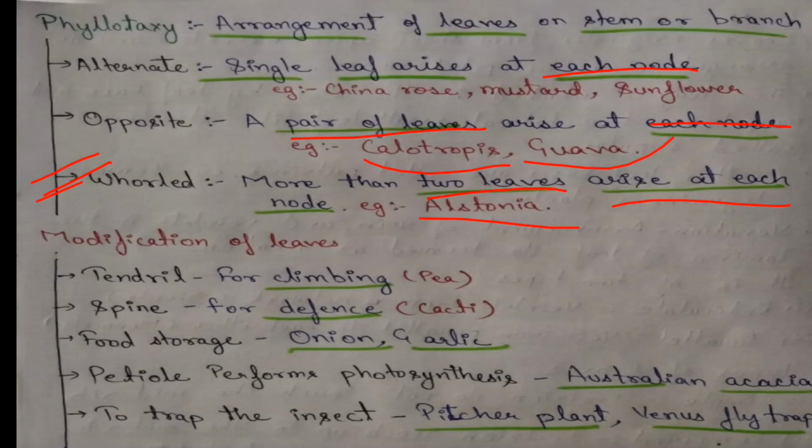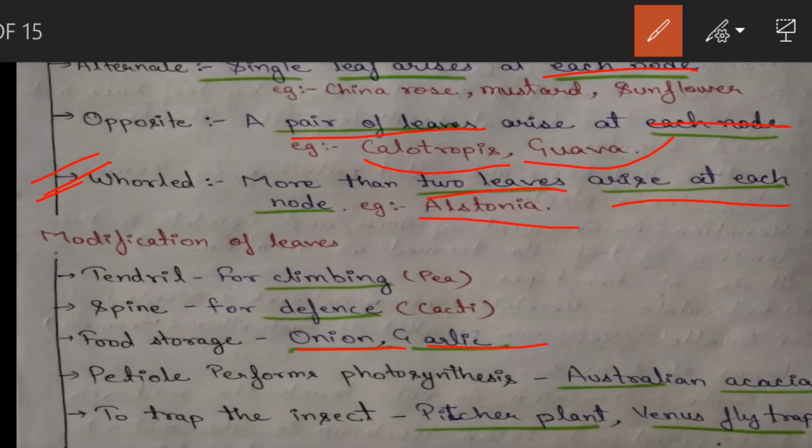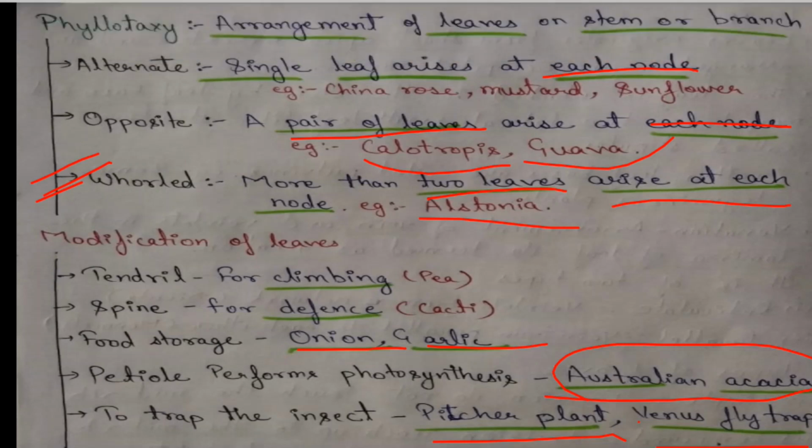Next we see modification of leaves. If leaves are modified for the purpose of climbing, then it is known as tendril and it is seen in pea. And if leaves are modified into spine for defense, it is seen in cacti or cactus. And if leaves are modified for the purpose of food storage, then it is seen in onion and garlic. If petiole, which is a part of leaf, performs photosynthesis, then it is seen in Australian acacia. And if it is modified to trap insects, it is seen in pitcher plant and Venus flytrap. These all examples are very important and you must learn them.